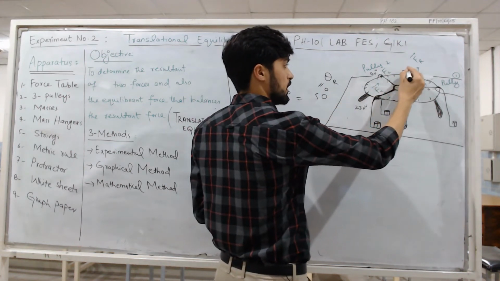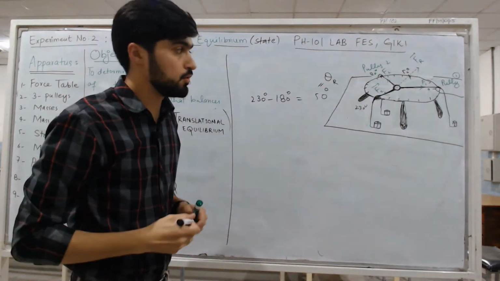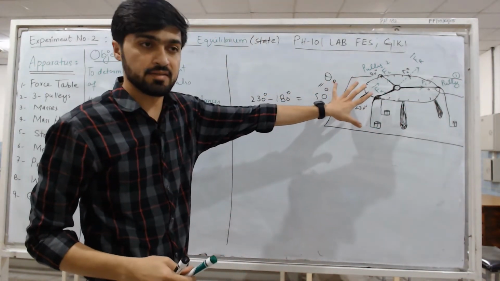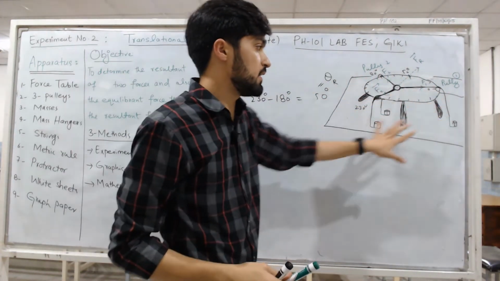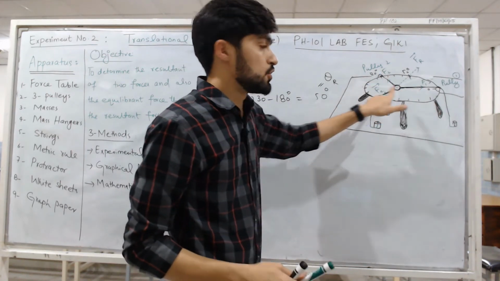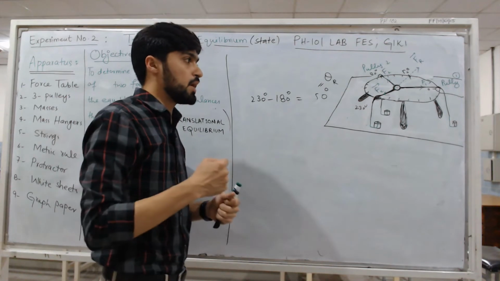This is the way to set up. This is the initial setup: pulleys with mass hangers, and this is the center ring. These are the threads, and the threads provide the tension.